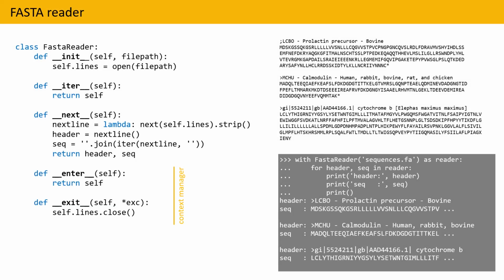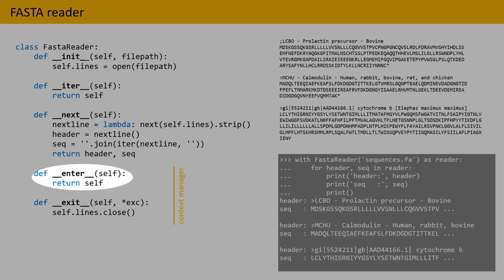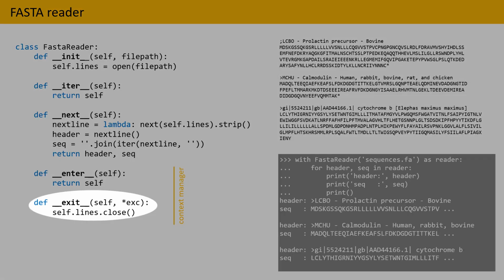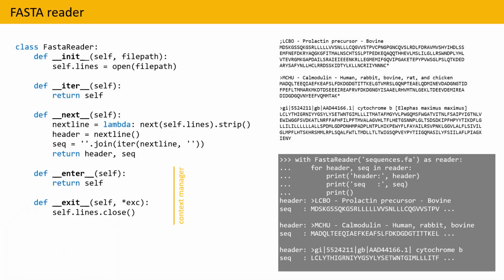We only need to implement an enter and an exit method. The enter method returns the class object itself. We could open the file here as well. And the exit method closes the file. And that's it. Now we have a lazy reader for our Fasta files with resource management.